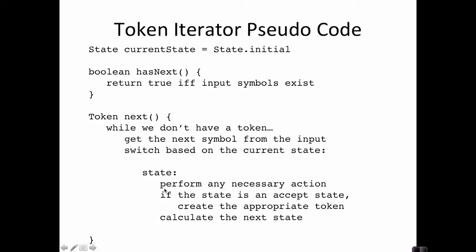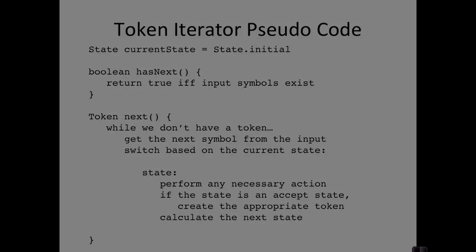In a particular state, we might perform any action, which in this case probably we won't do much of anything, but this is the general form of a state machine. And then if the state is an accept state, then we would create an appropriate token that we would generate as part of the accept state, and then we calculate the next state, and then next time through the loop we'd be in the next state, and so on and so forth. And so that's basically all that the tokenizer does. It's pretty dumb, but it makes parsing into tokens very simple and very easy.